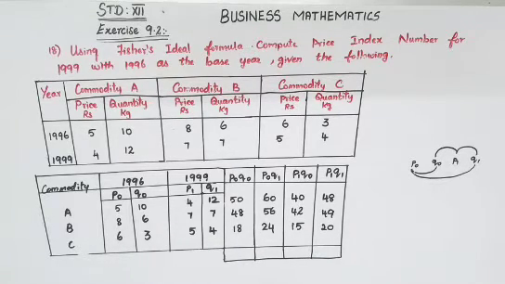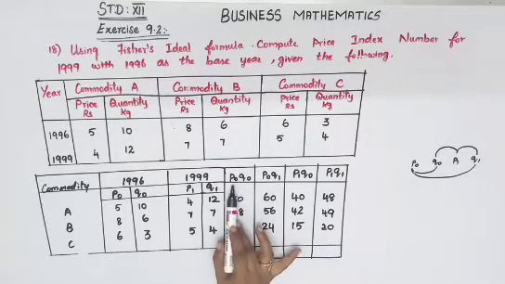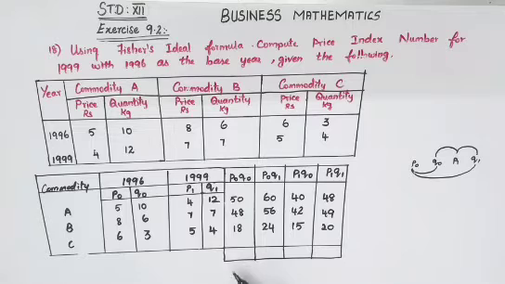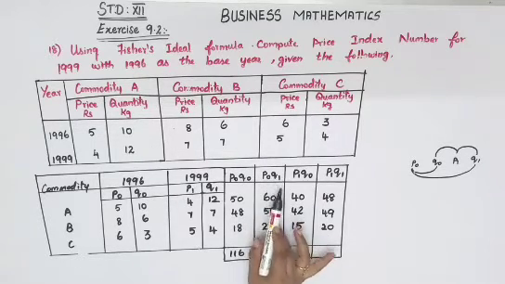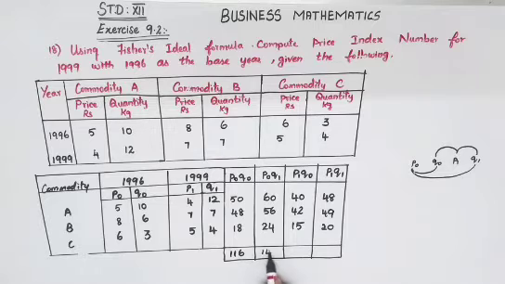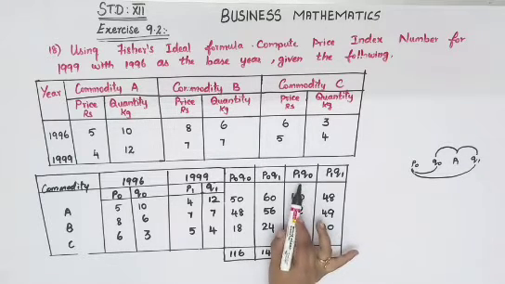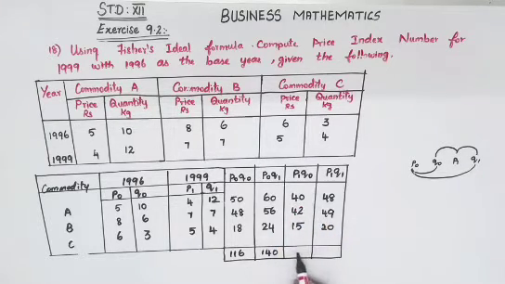Now you have to find the summation for all these four columns. Summation P0 Q0: adding all these, you get 116. Summation P0 Q1: adding, you get 140. Summation P1 Q0: adding, you get 97. Then summation P1 Q1: adding all these values, you get 117. Now you substitute in the Fisher's ideal formula.